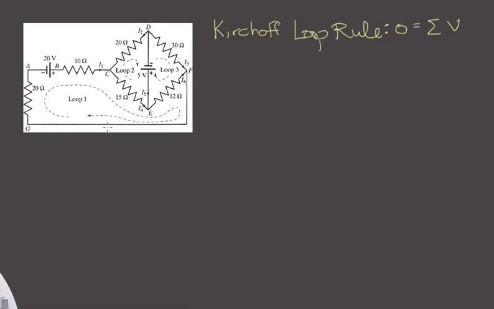So here, let's take this loop 1, for example. We're going to start at point A. It doesn't matter where you start and end, I'm just picking a spot so that we can work through this together. I'm always going to start off these Kirchhoff loop problems with a 0 equals, because I know it's always going to start off that way. If I start at point A, then I'm going to have a positive battery voltage, so that'll give me 20 volts. I'm going to leave off the units here for simplicity.